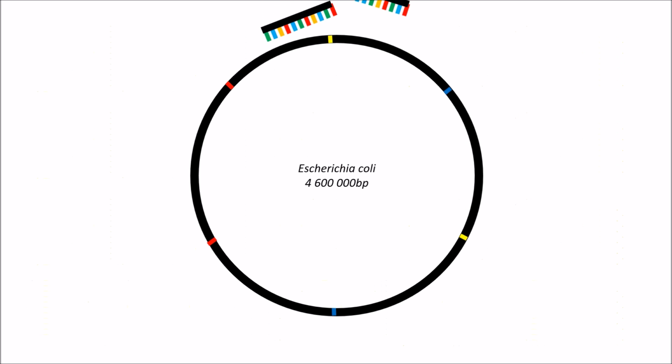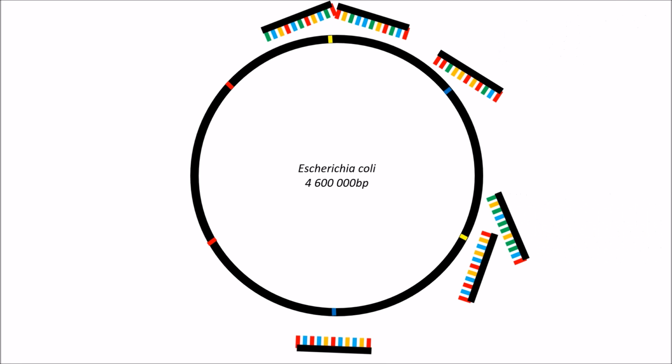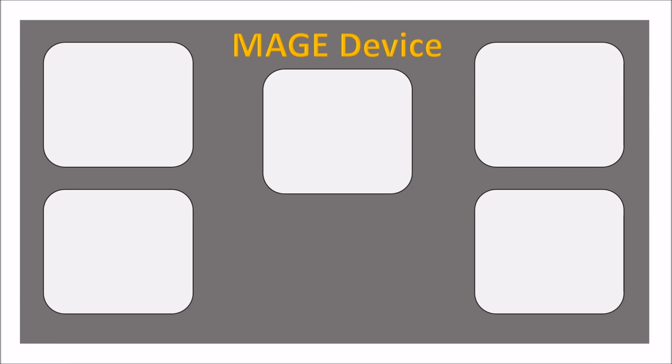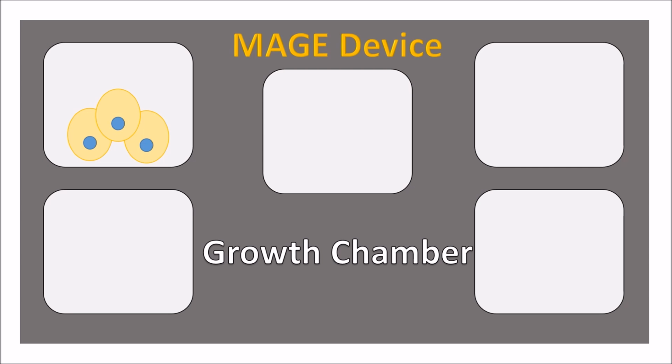This process does not occur at just one site in the genome. MAGE can target many different sites simultaneously and even target one site with a range of different oligos to generate huge genomic diversity. The process is also automated within the MAGE device. First, the E. coli cells are incubated in the growth chamber until they reach a population of 1 billion cells. This then triggers the next phase, where the temperature is increased to 42 degrees to induce beta protein expression.